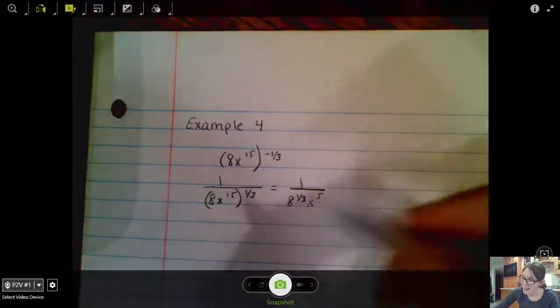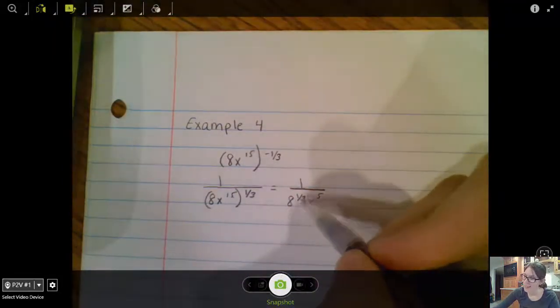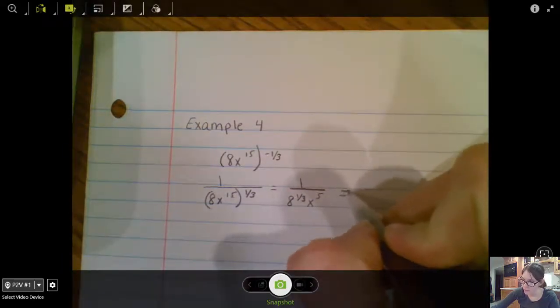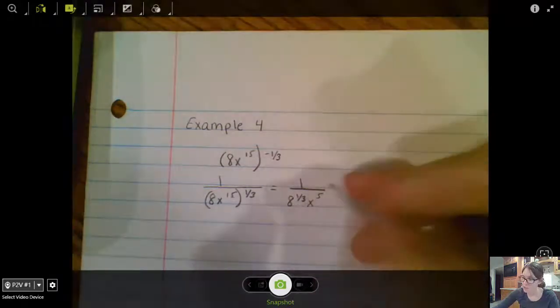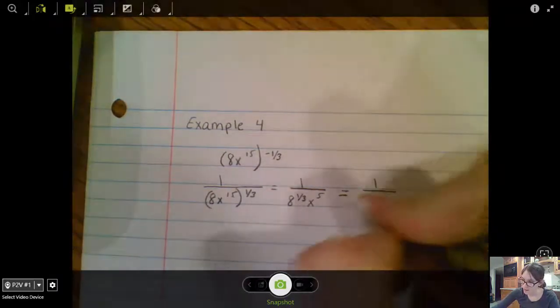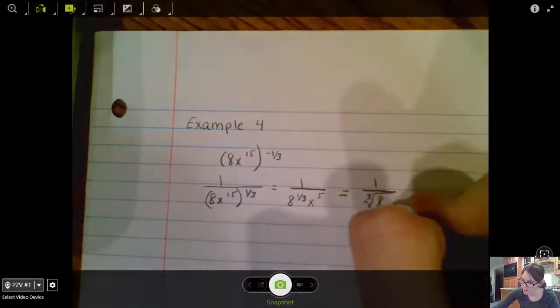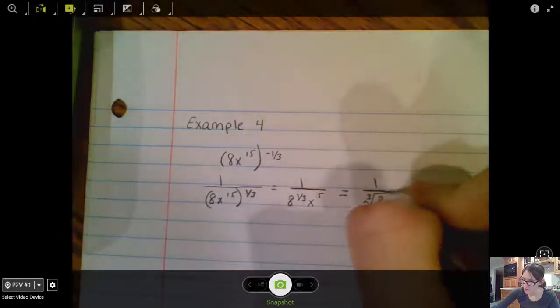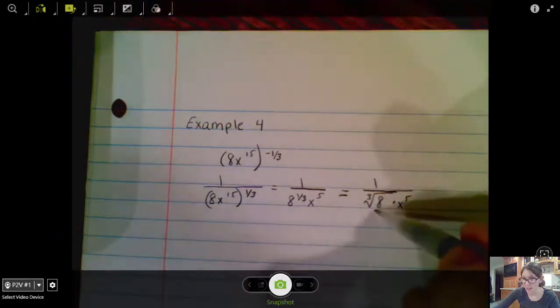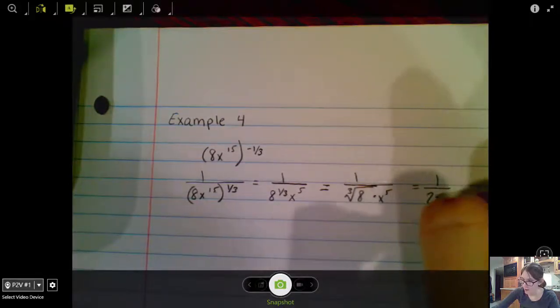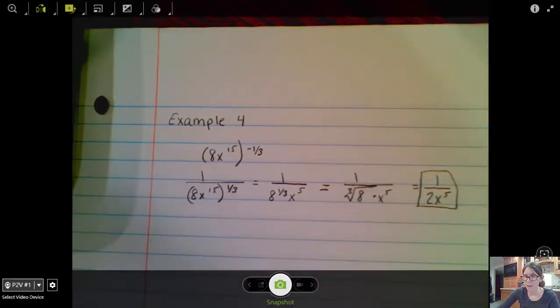Okay. This 8 to the 1/3 power, well, let's think about what that means as a radical expression. 1/3 is the cube root of 8 times x to the 5th, and this works out pretty nicely because I could take the cube root of 8 and get 2x to the 5th in my denominator. So after all of that, we ended up not having a radical in the denominator and everything was okay.